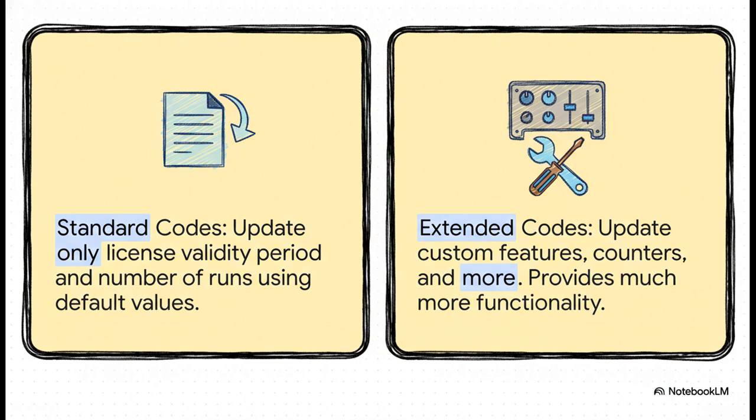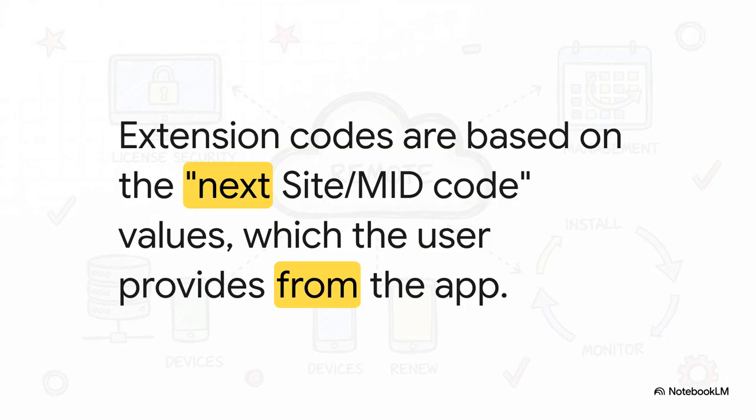Now for this to work, you've got 2 flavors of codes you can use. A standard code is pretty basic. It just refreshes the license validity or the run count back to the default values. But an extended code, that gives you surgical control. You can use it to change custom counters, switch on specific features, or even tweak the maximum number of instances the app can run. So how does this work under the hood?